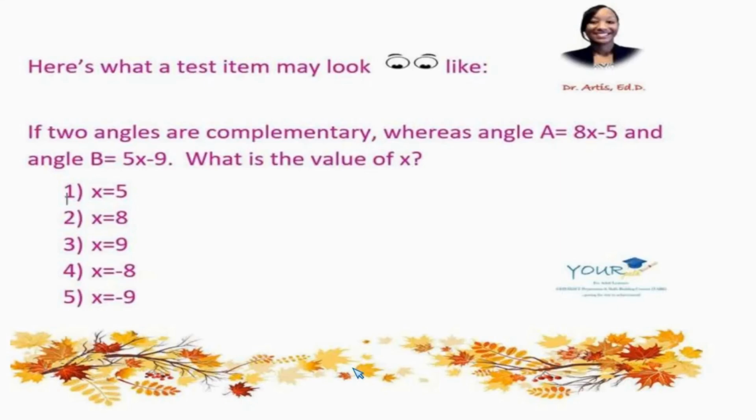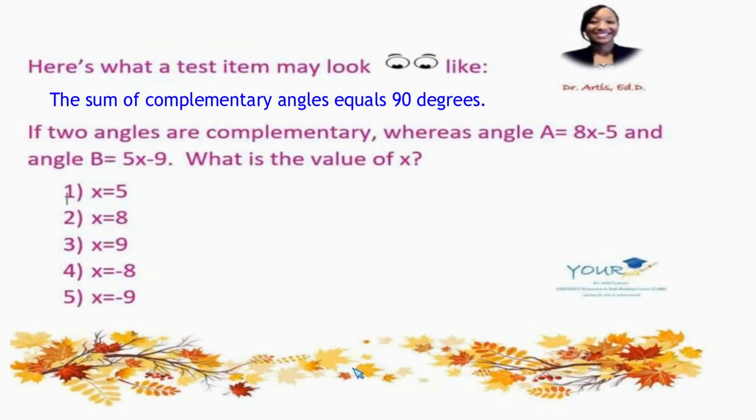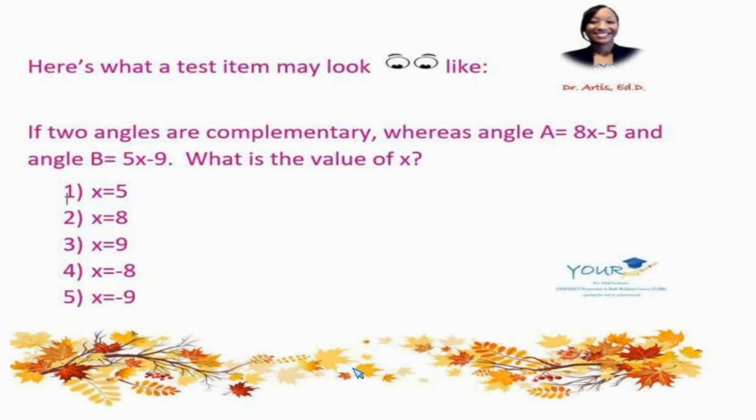So now, in order to solve this problem, you want to make sure that you are familiar with complementary angles. And the rule for complementary angles is that A plus B equals 90. So now, once you have that information, you can take the information that you have, which you do know the value of A, and you also know the value of B, and you're able to insert it into your equation to find the value for x. Okay? So now let's do that now.